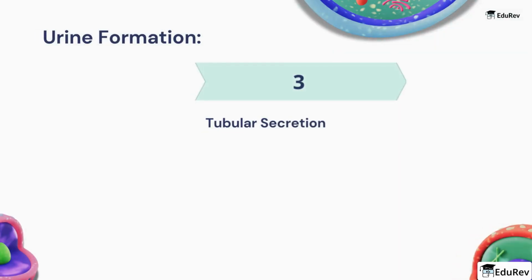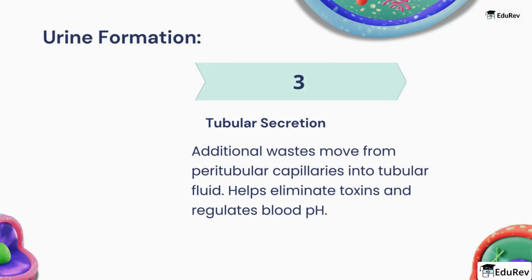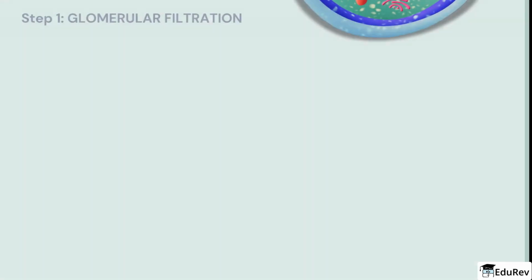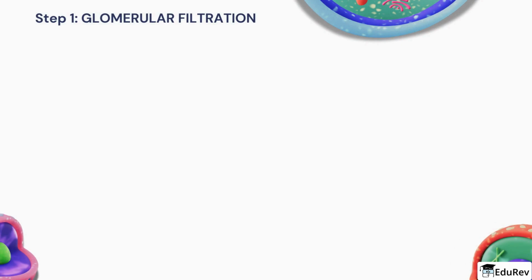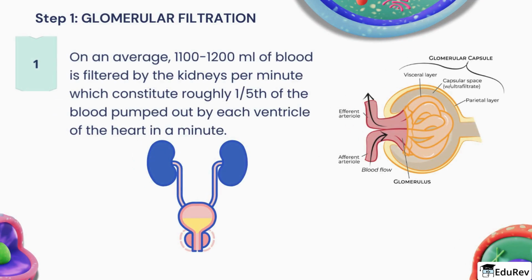Finally, tubular secretion occurs, where additional wastes move from peritubular capillaries into tubular fluid and help eliminate toxins and regulate blood pH. Step 1. Glomerular filtration.